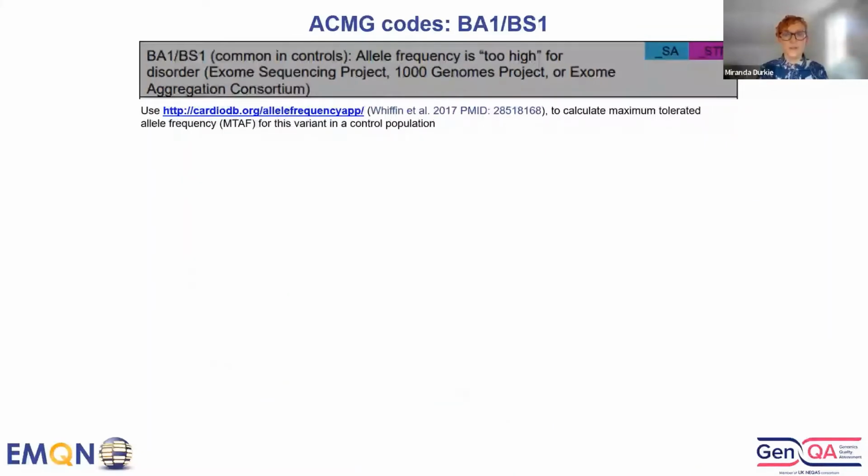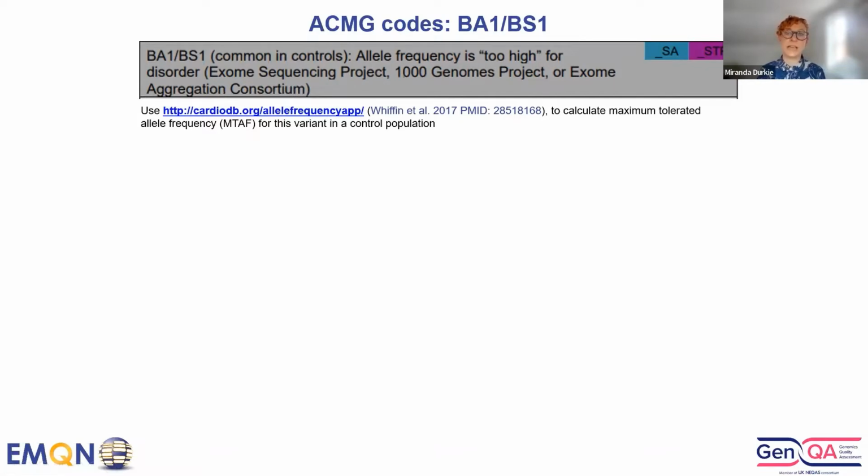So on to BA1 and BS1. BA1 is the only code that you can use as a standalone to say it's really high in controls and that variant is obviously benign. Whereas BS1 is a strong code, if it is too frequent in controls than what you'd expect. And there is this fantastic tool that was developed by Nikki Whiffin et al. and it's located at the CardioDB allele frequency app.